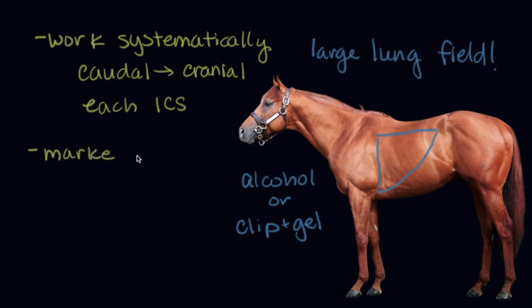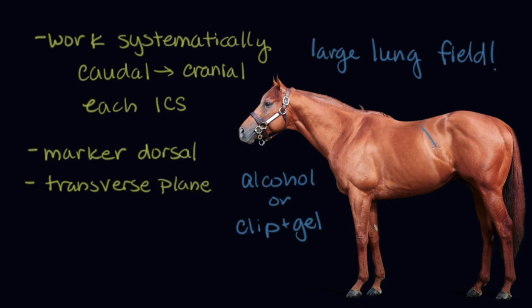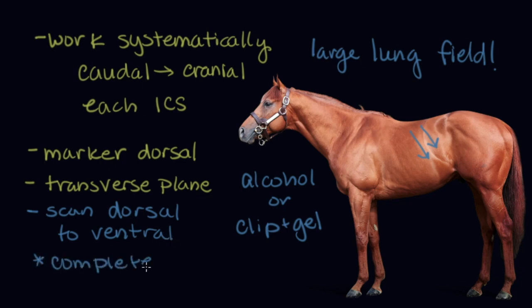We hold the probe with the marker pointing dorsally, oriented in a transverse plane along the lung, in between each rib. We scan from dorsal to ventral and watch a complete respiratory cycle in each scan window. Remember that horses have a low respiratory rate, so you need to be patient to see their lung moving in and out with each breath.